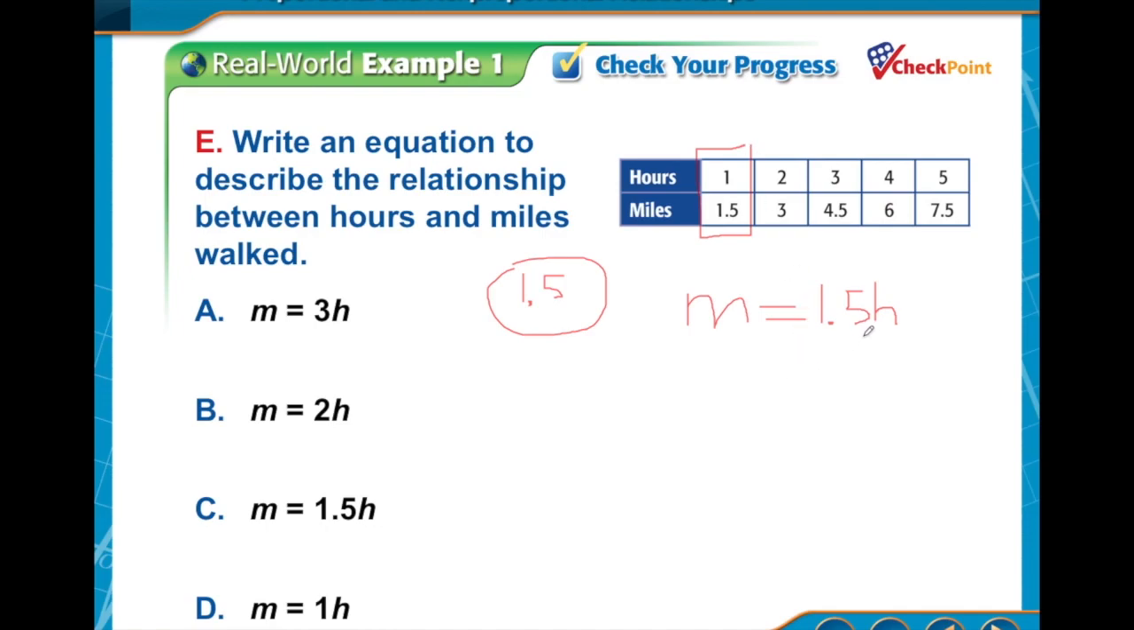If we went for, let's say, 4 hours, what would we get? Well, 4 times 1.5 would be 6. Is (4, 6) a point in our table somewhere? Well, yep, it's right here. And we could go through and check any of these points that we want to, and they would be true with that equation. So we just checked to see, is this equation true? And it exactly is based on this info. So of these choices, we know C is the only one that is correct. So there we have that described. M equals 1.5H for 1E.